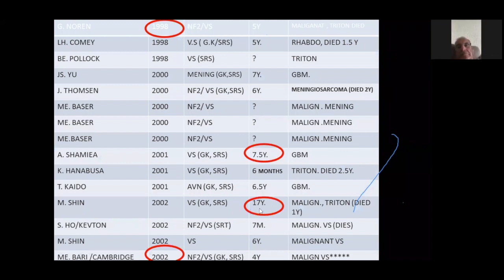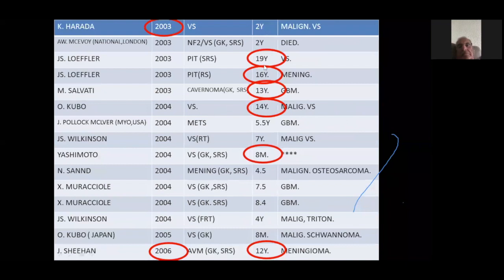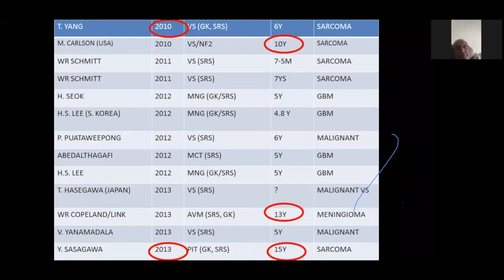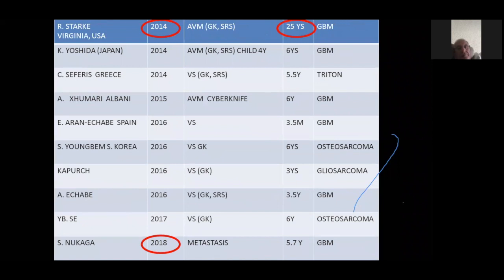So look at this, 17 years after gamma knife, malignant triton tumor after gamma knife. 17 years, 19 years, 16 years, 13 years, 14 years, even 8 months. So when you wait long after gamma knife, you will see these complications. You will see recurrence of the tumor and you will see malignant change. These are cases reported in the literature. Just putting all of these cases in front of you. Look at this one, 25 years.